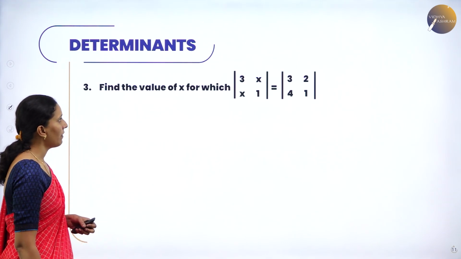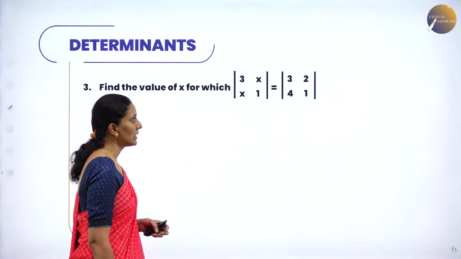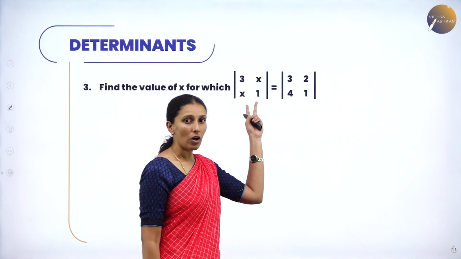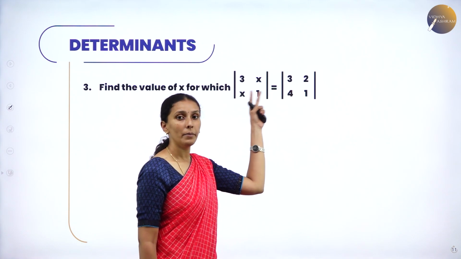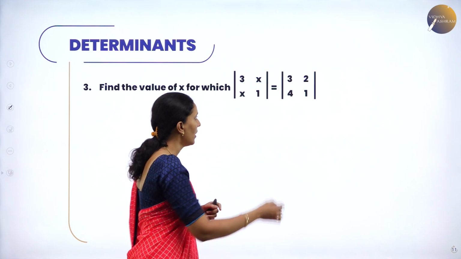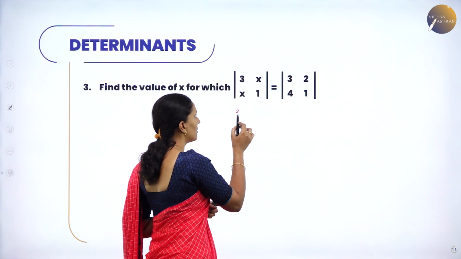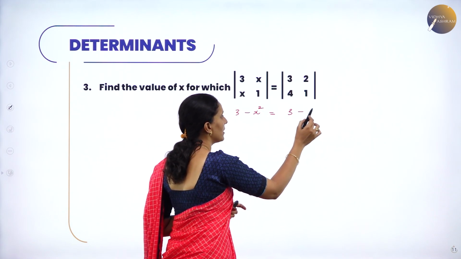Next, find the value of x for which the determinant with rows 3, x and x, 1 equals the determinant with rows 3, 2 and 4, 1. So here we can use the concept of equality of matrices. Here they have given two determinants are equal. So we are supposed to find the value of x. Now here, let's calculate the determinant of this. We'll get 3 minus x square. And here we'll get 3 minus 8.